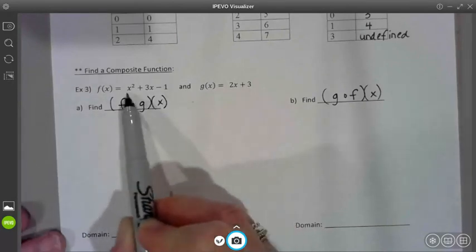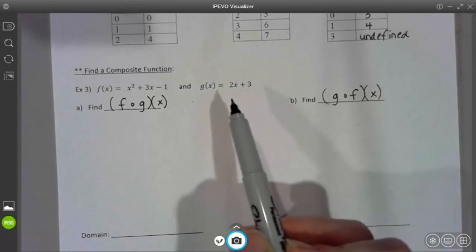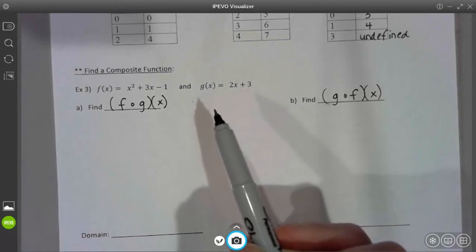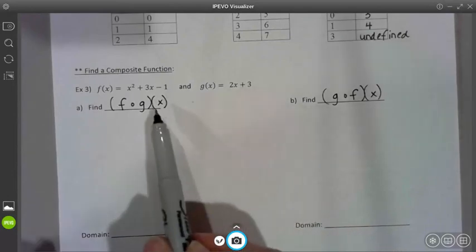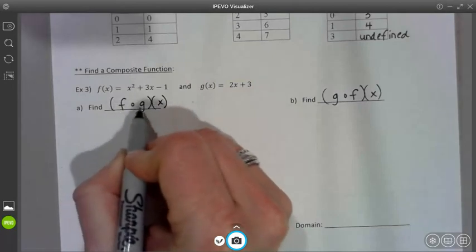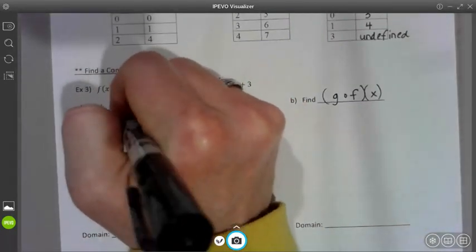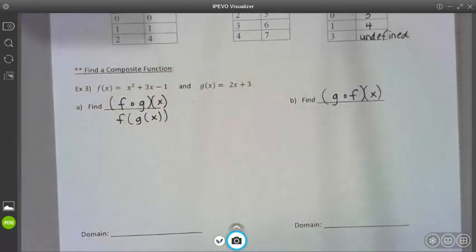In that case, x already lives inside of both of these functions. So we're literally going to have to take one entire function as is and plug it into another function, because we have no value to replace x with. But again, if they're going to ask me to find f of g of x, I prefer it to look like this. To me, this just makes more sense and is visually easier to understand.